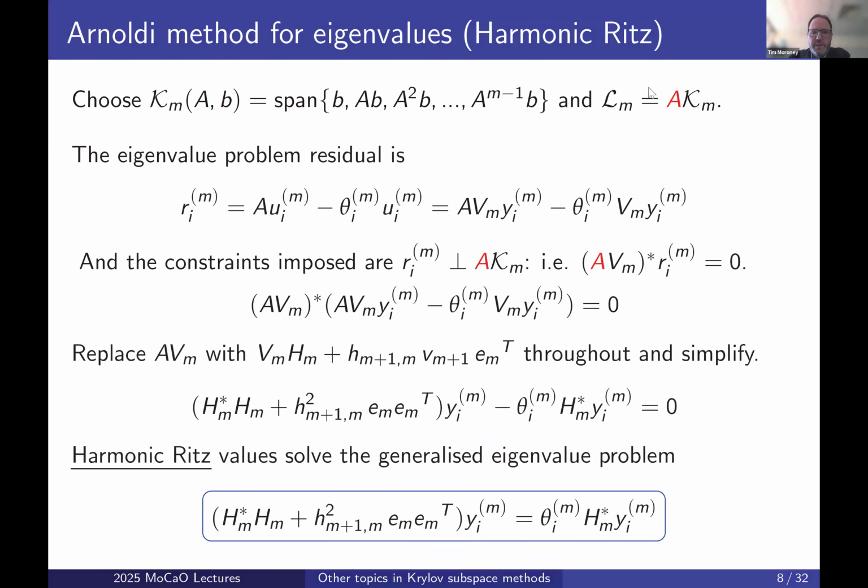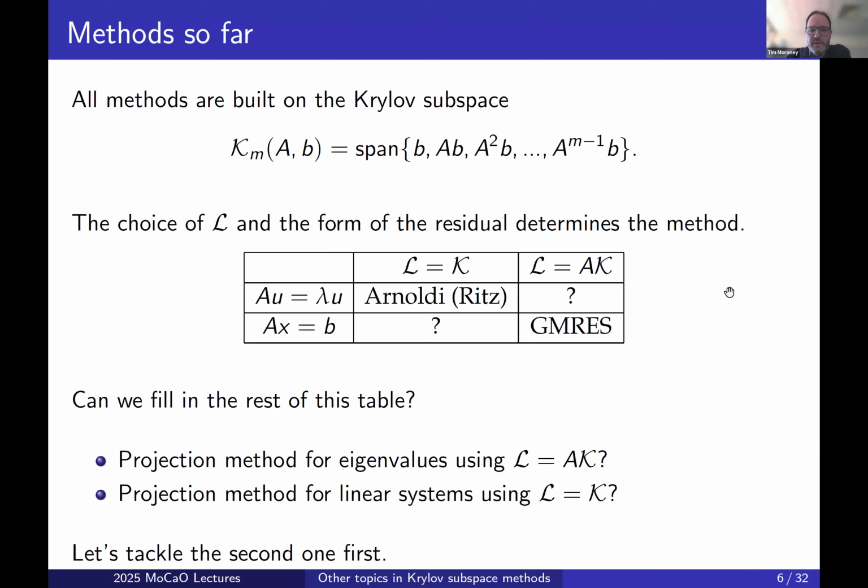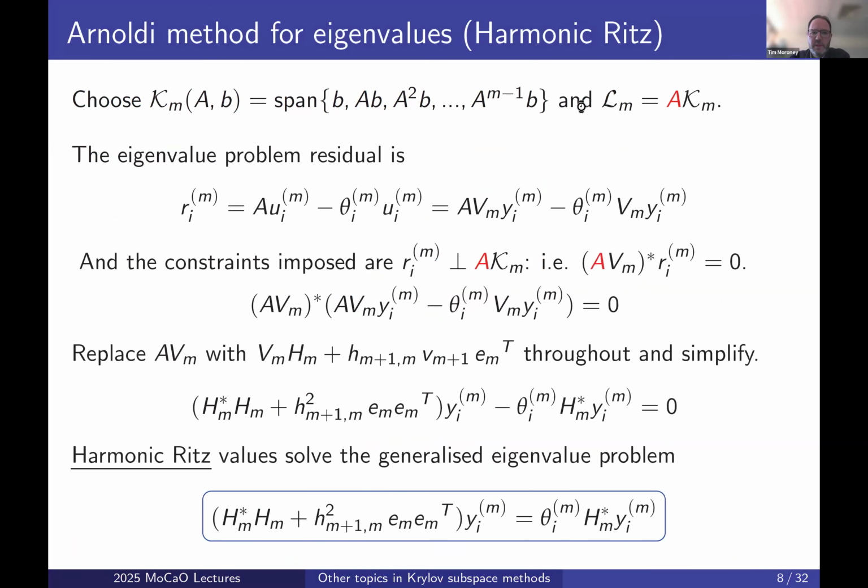What also will be interesting in another context today is this missing square of the table. So an eigenvalue problem that uses AK for L. Okay, so there's an A here. The eigenvalue problem residual, AU minus theta U. Okay, so we're back to the eigenvalue problem, A VMY minus theta VMY. And all the constraints are imposed now that this residual is orthogonal to A times K. Okay, so that's A Vm star times Ri is equal to 0.